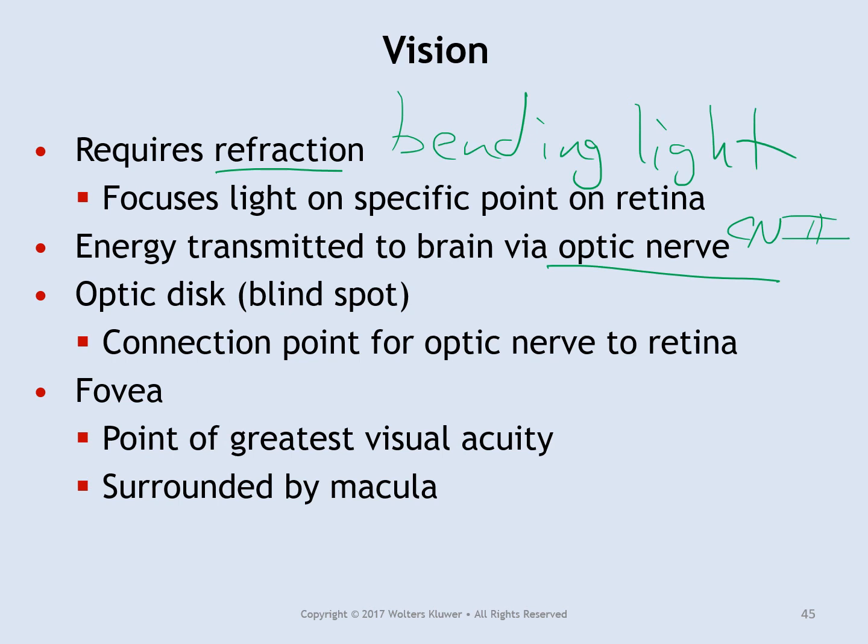Like I said, the optic disc is your blind spot. This is where the nerve connects to the retina. There are no rods or cones there. The point of greatest acuity, the sharpest, clearest picture, is the fovea, and it's surrounded by this macula that's really, really rich in both rod and cone cells.